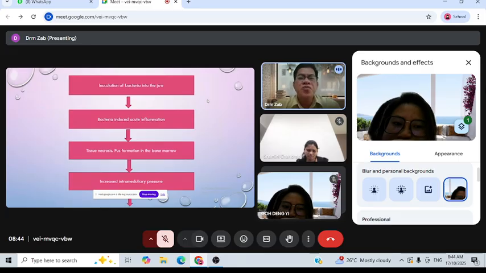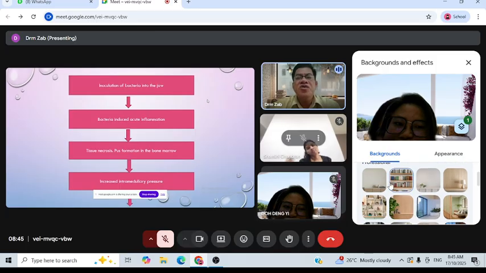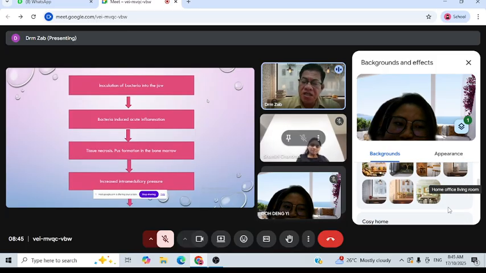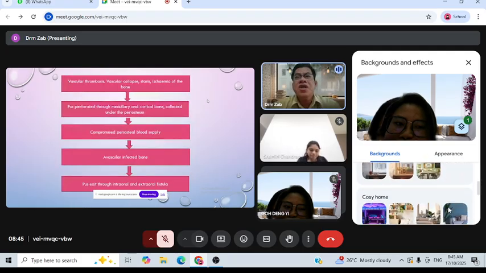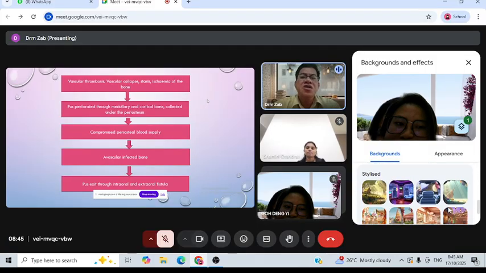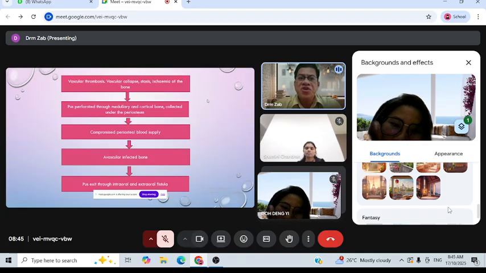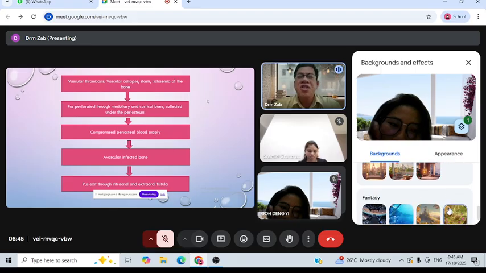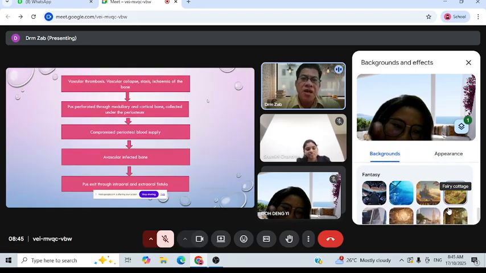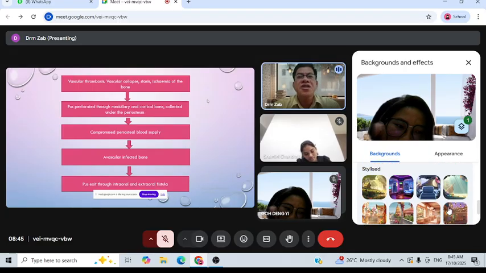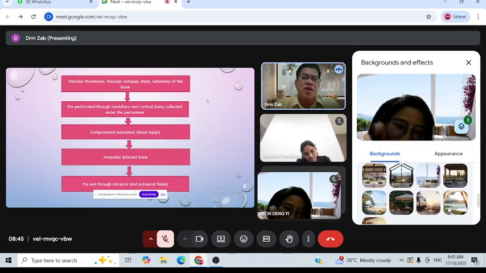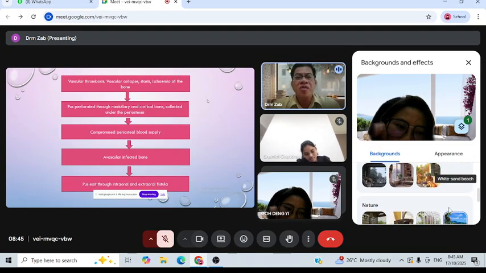Right. So when you have pus formation and tissue necrosis, this pus will accumulate in the marrow space. So that will increase the intramedullary pressure. When you have increased intramedullary pressure, this will compress the surrounding structures, including the blood vessels. So you will have what we call vascular collapse. You will also have vascular thrombosis. So this will reduce the blood supply to the surrounding area, and this will lead to ischemia of the bone. Then you have necrosis of the bone.